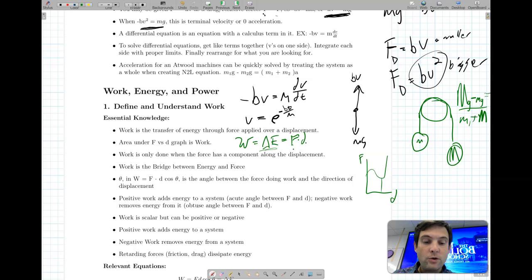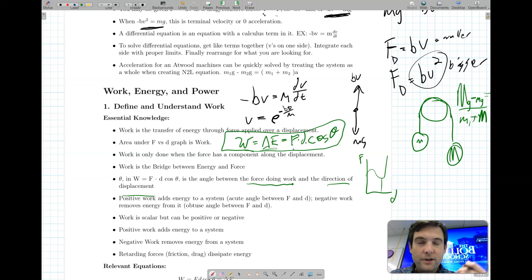Work is only done if the force has a component along the displacement. To account for this, we're going to take Fd cosine theta. That theta is the angle between the force doing work and the direction of displacement. Because of this work-energy theorem, I like to think of work as the bridge between energy and forces. We've talked about identifying force problems, strings, springs, friction, all that stuff. Well, if we need to talk about energy along with all of those things, the work-energy theorem puts them together nicely.